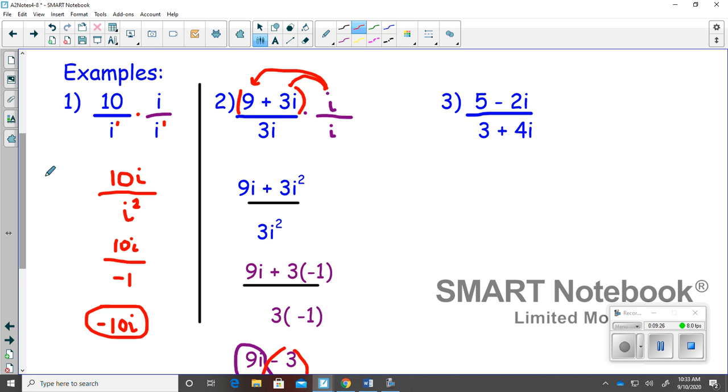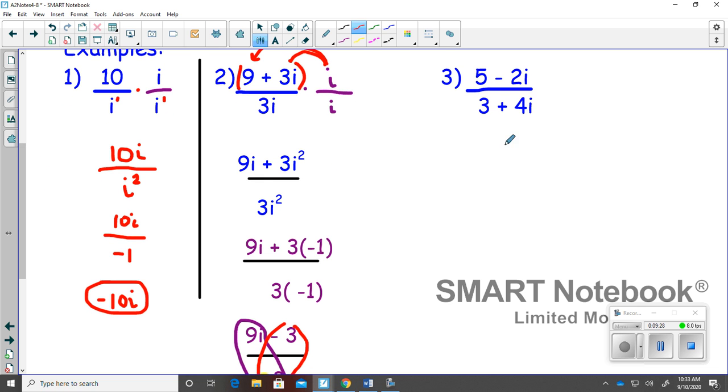Okay, question 3. Number 3 is 5 minus 2i divided by 3 plus 4i. I see the i showing up in the denominator of my division problem, so it's time to rationalize, and we're going to put a little times sign here. And in the past two examples, what I've done is basically just notice that the denominator is a single term, and so I was allowed to multiply the top and bottom by i, and that did work for me.